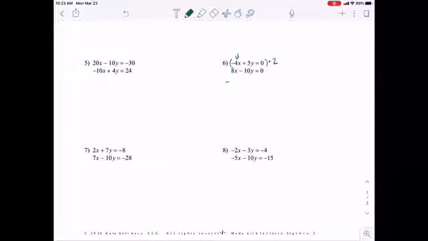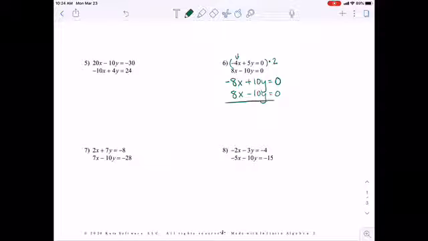So 2 times negative 4 is negative 8x. 5 times 2 is going to be positive 10y. And that equals 0 times 2, which is 0. Now I haven't done anything to the second equation, so I'm just going to recopy it: 8x minus 10y equals 0.